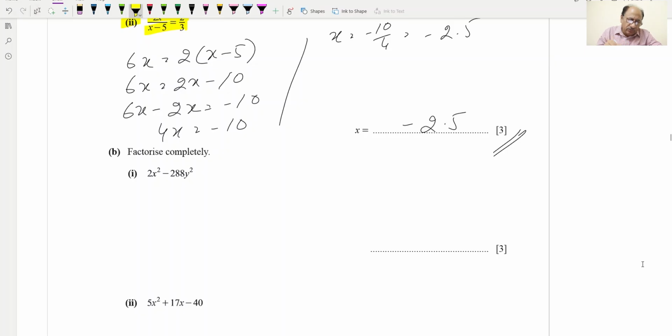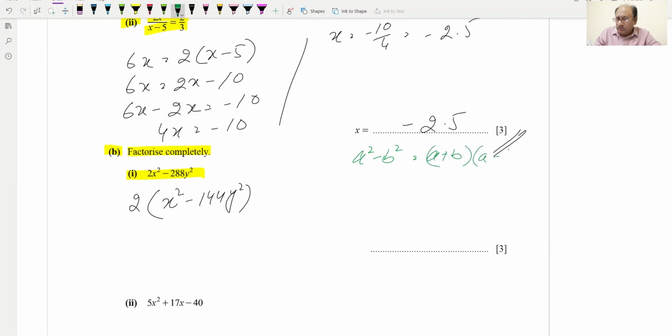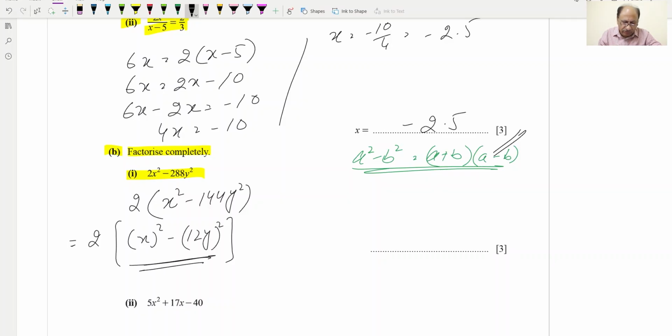Hopefully you understood this. Now they are saying part B, factorize completely. We can take 2 common and nothing else can be taken as common, so it will be x squared minus 144y squared. Now we know the formula, a squared minus b squared is equal to a plus b into a minus b. We can first rewrite this as x squared minus 12y squared. Now this is our a squared minus b squared, and we can apply the formula. This will be x plus 12y into x minus 12y. This will be our final answer, which we can write over here.